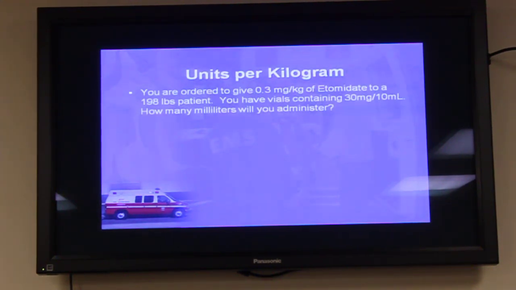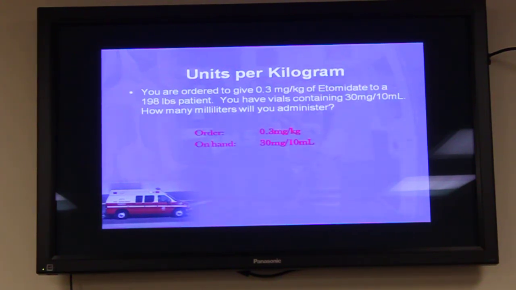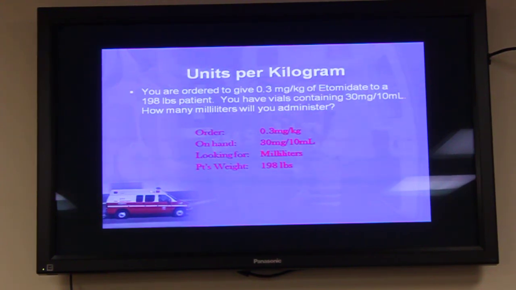So, Mr. Hickey, this one is for you. You are ordered to give 0.3 milligrams per kilogram of etomidate to a 198-pound patient. You have vials containing 30 milligrams in 10 milliliters. How many milliliters will you administer? Let's go ahead and set up our formula. First, we've got the order, which is 0.3 milligrams per kilogram, which will be a part of your standing orders. On hand, you have 30 milligrams in 10 mils, and you're looking for the milliliters. Our patient's weight is 198 pounds.